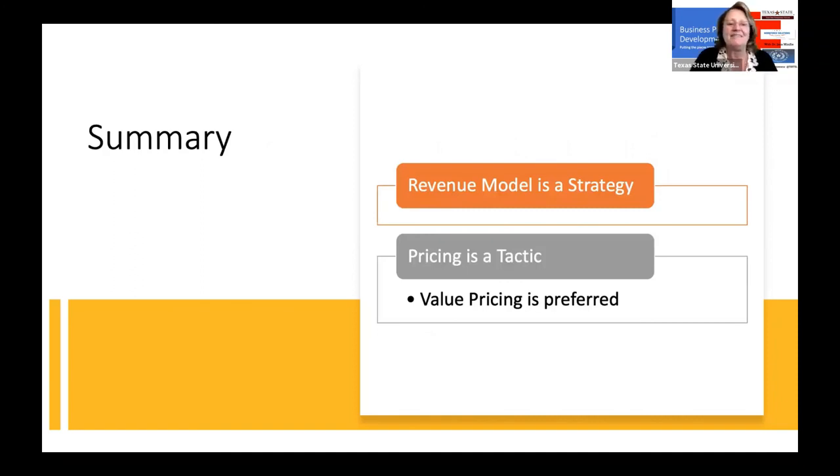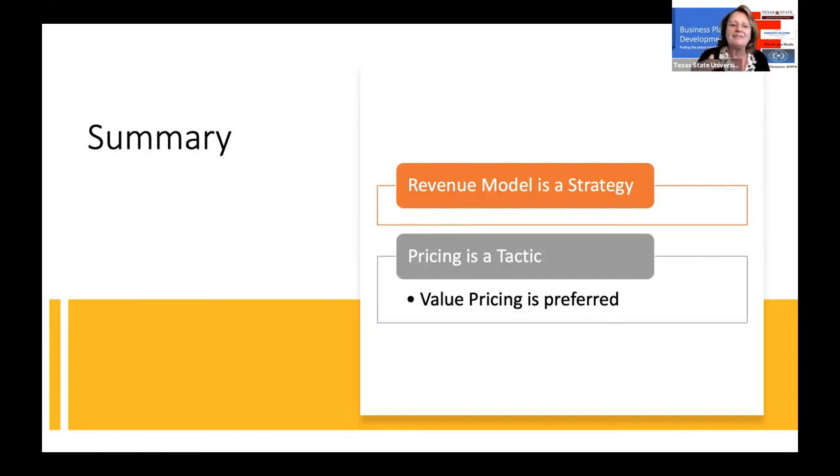So in summary, revenue model is a strategy. How you price, how you get your revenue streams for your business should be a very strategic decision. Really think about how it fits within your brand, how it fits within your business, and how it fits within what you want to accomplish for your business. How do you want to be viewed? And that's why you want to set up your revenue model. If you want to be viewed as a luxury item, make sure the value that you're given is a luxury item and that revenue model reflects that it's a luxury item.